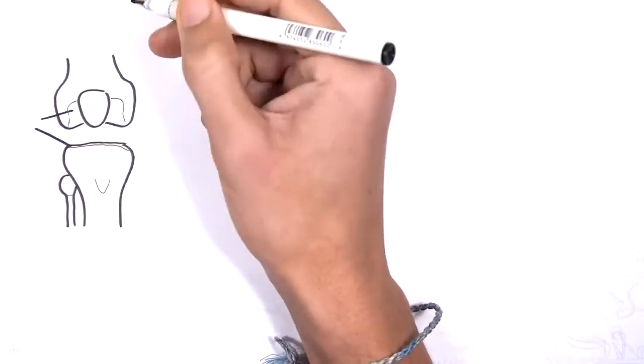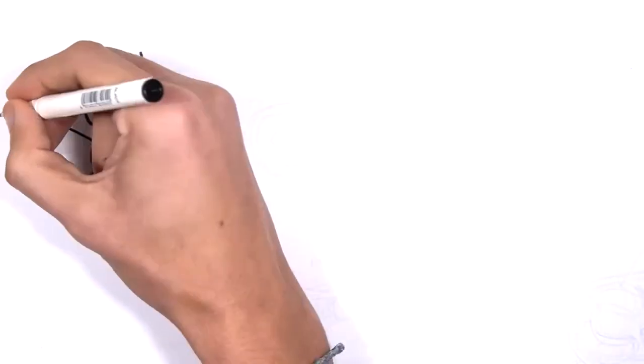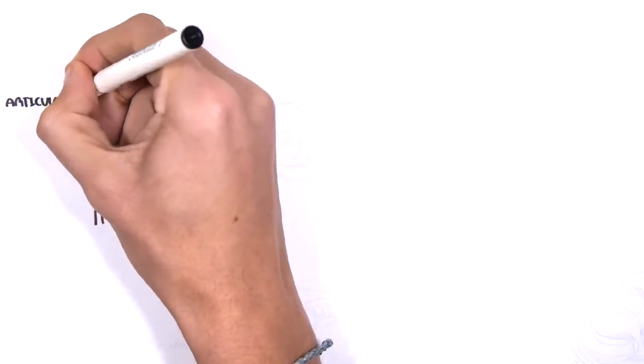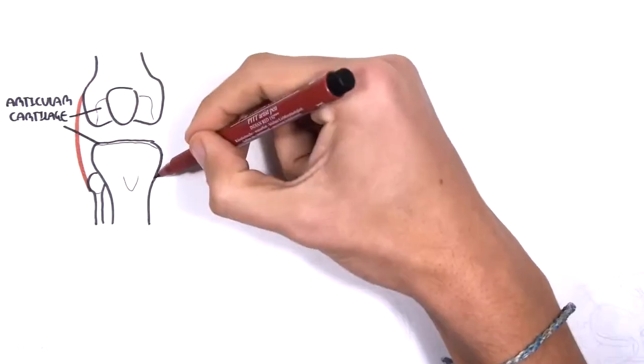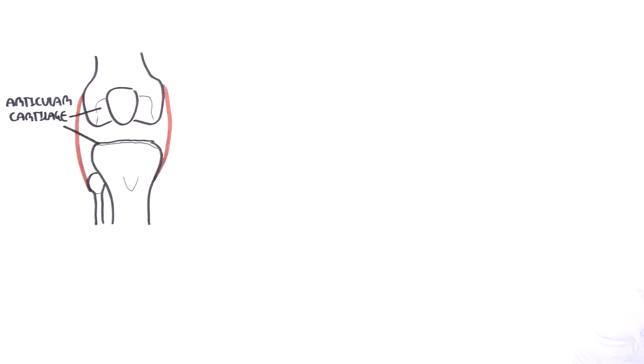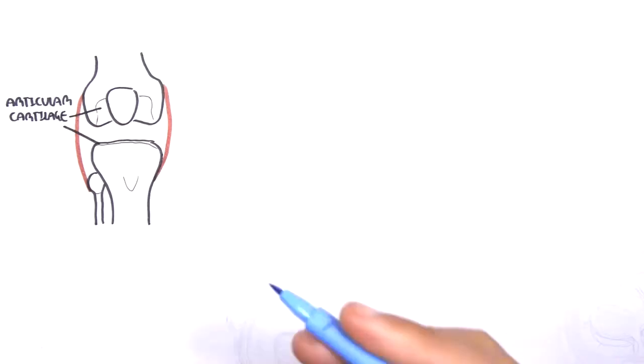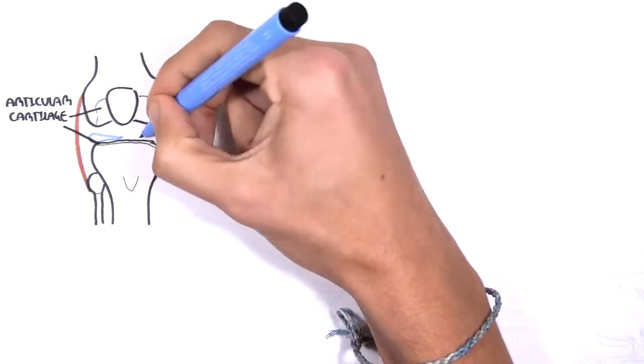On the surface of the ends of the bones we can find articular cartilage, which is shiny cartilage that protects the bone ends from damage. You have many ligaments supporting the joint as well, but also here in blue we have the lateral and medial menisci.